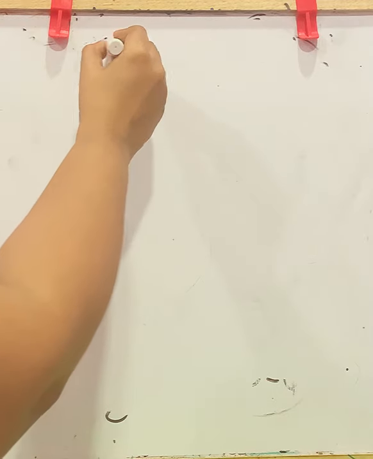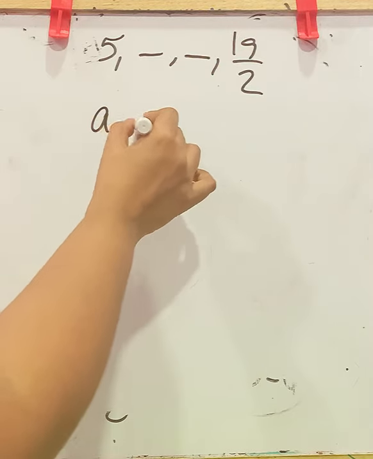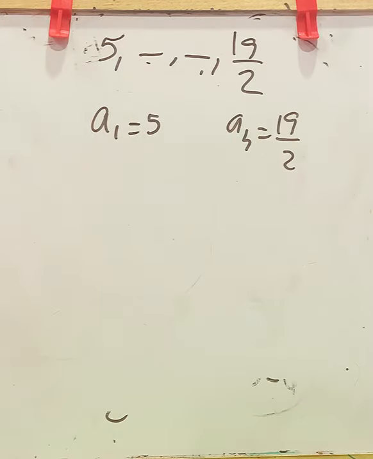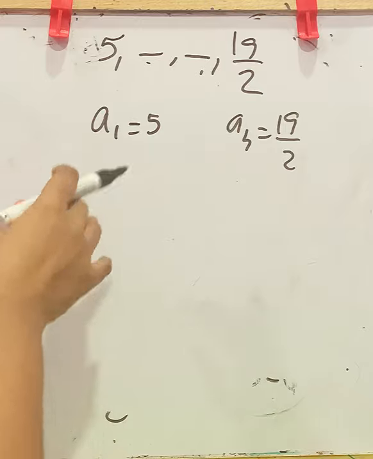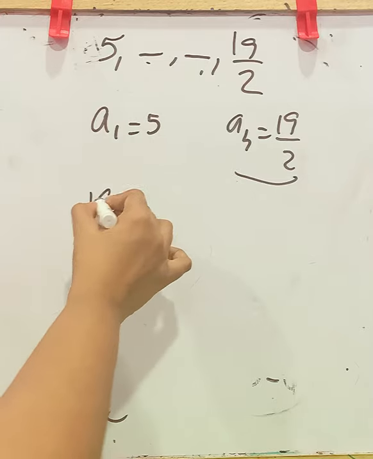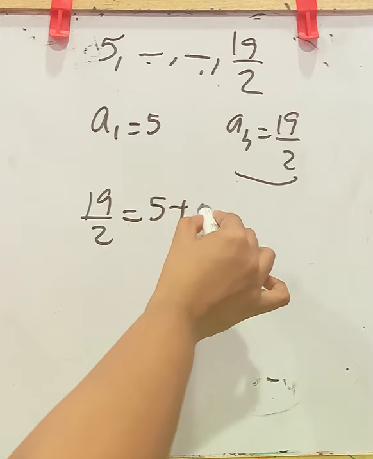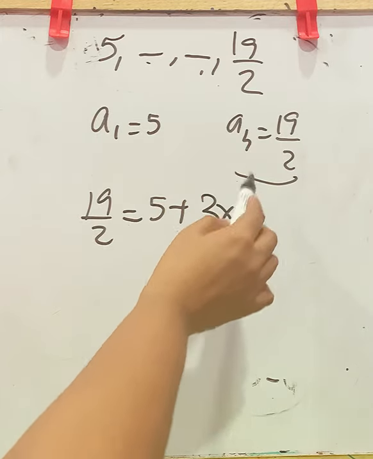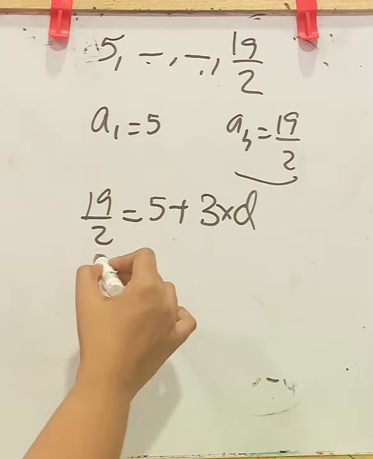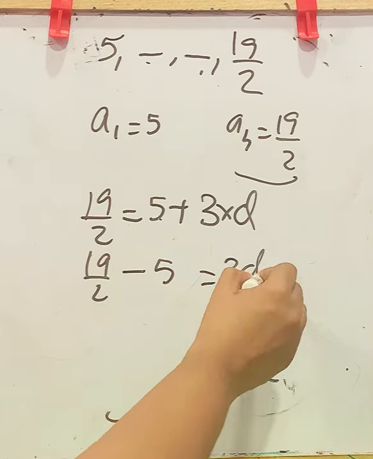Next question. 5, dash, dash, 19 by 2. Here we have a1 equal to 5 and a4 equal to 19 by 2. a2 and a3 are missing. For a1 you don't want to write it in the form of equation. It is first term. Now we can write this in the form of equation, that is a4 equal to a1 plus n is here 4. 4 minus 1 means 3 into d. We don't know d. From this you have to find the d. So first we will take 5 to the side. It becomes minus 5 equal to 3d.